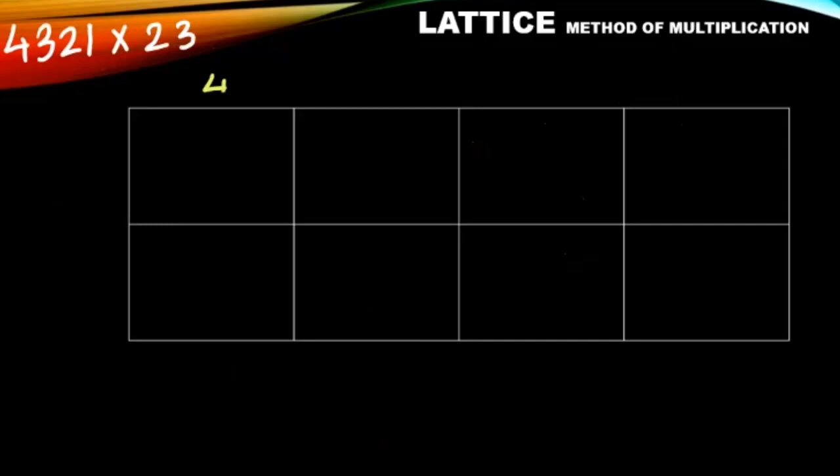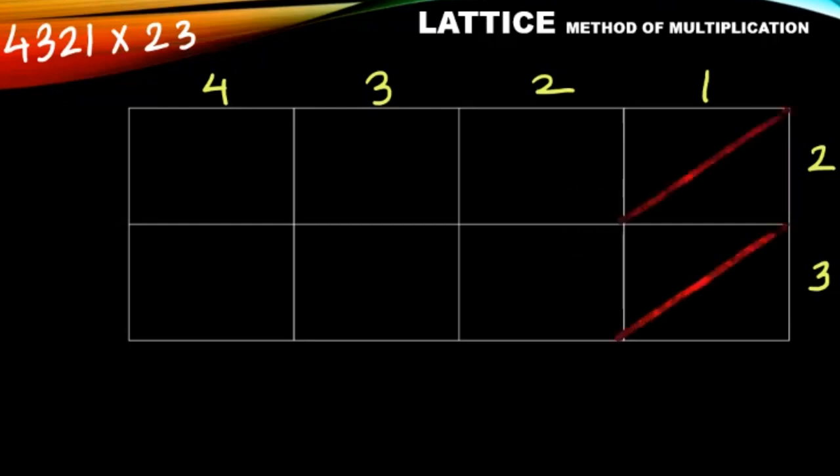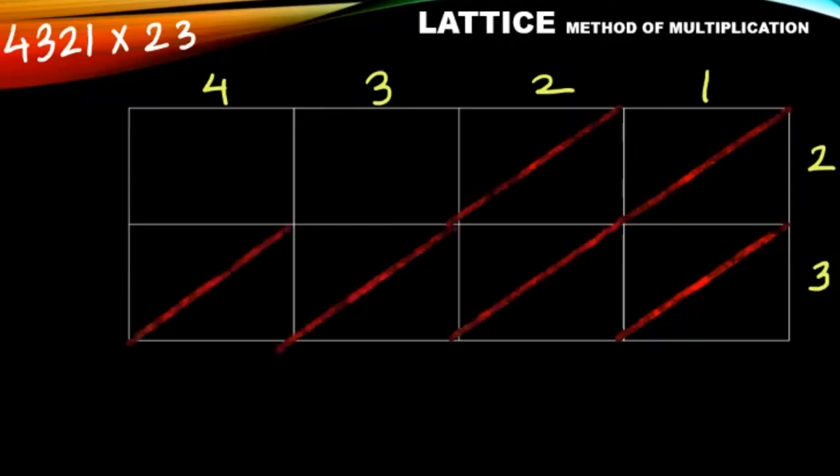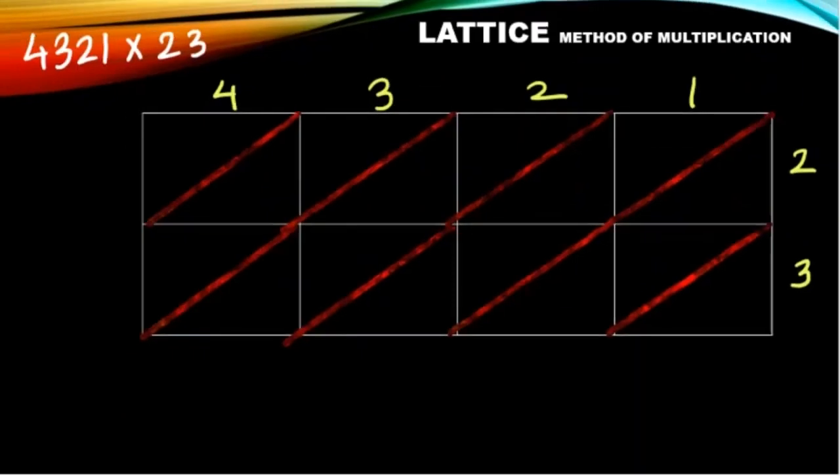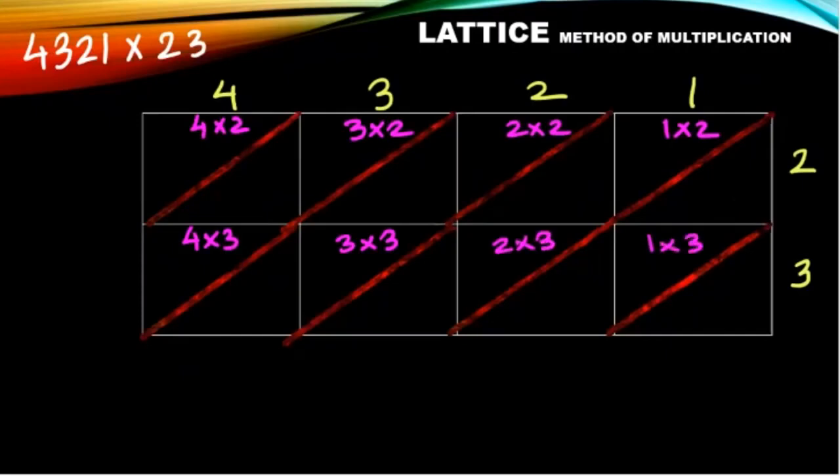Here also we will use the same example, but here children we will not use the expanded form. We are going to use the digits as it is given in the numbers, and we have to write down all the column numbers and row numbers here. Children, here we need to consider the diagonals of each and every rectangle. So first we will draw the rectangles, and then afterward we will take the multiplication according to the rules.